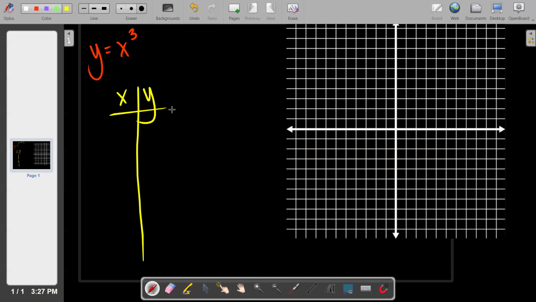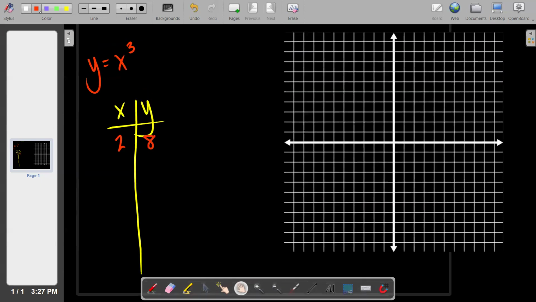So give me a number. What do you want to put in? 2. 2 is fine with me. What's 2 cubed? 8. So we now know that this cubic function has a point on its parent. I keep calling this the parent, by the way. I should explain that. The moment I modify it, if I put something else in here like x cubed - 4, now it's modified. It's no longer the parent function. The parent functions are the ones before you mess around and add stuff to them. So (2, 8) is on the graph.